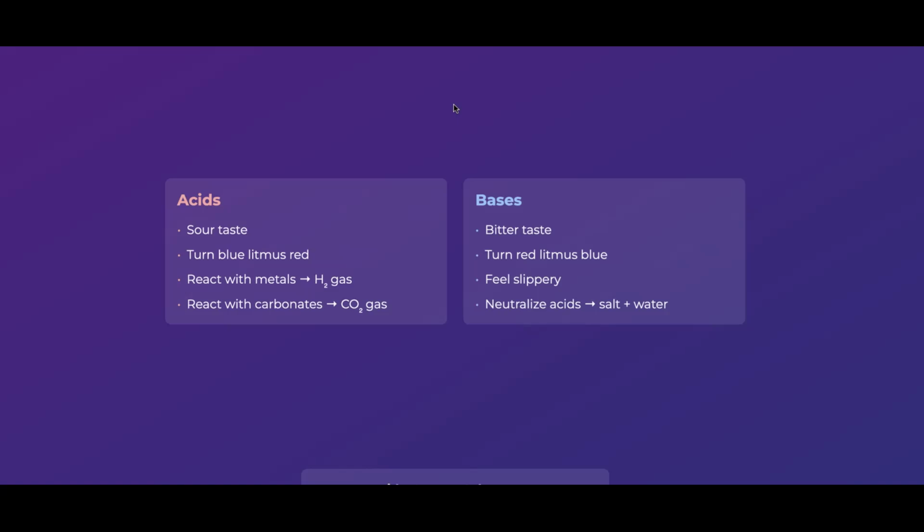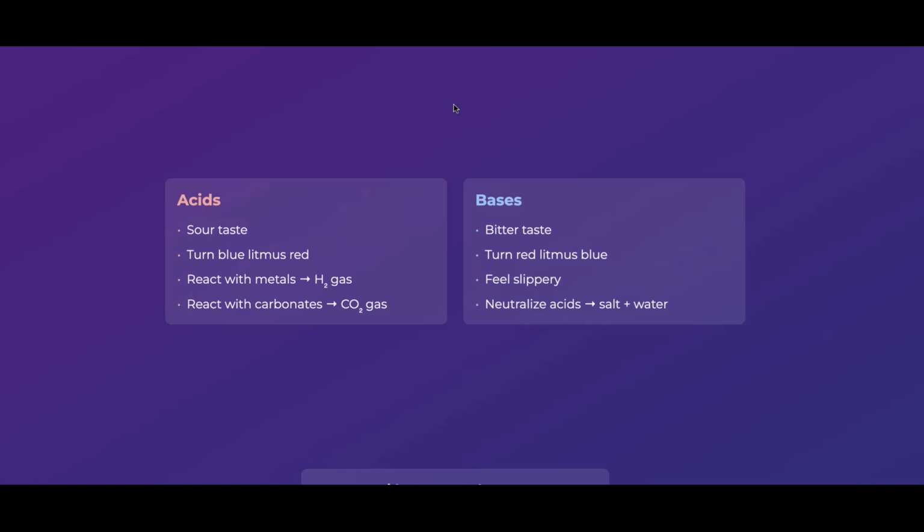So let's review what we have learned about acids and bases. Acids have a sour taste, like lemon or vinegar. Turn blue litmus paper red. React with metals to produce hydrogen gas. React with carbonates to produce carbon dioxide gas. Examples include citric acid, acetic acid, and hydrochloric acid. Bases have a bitter taste.